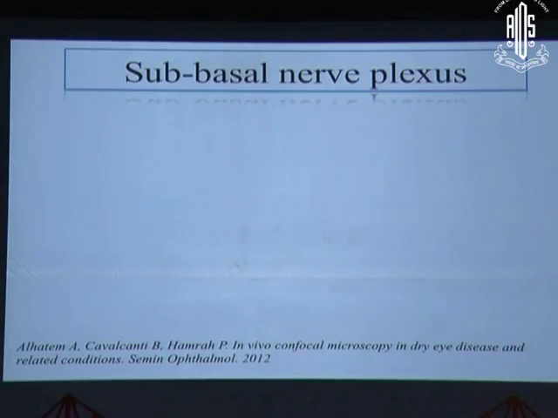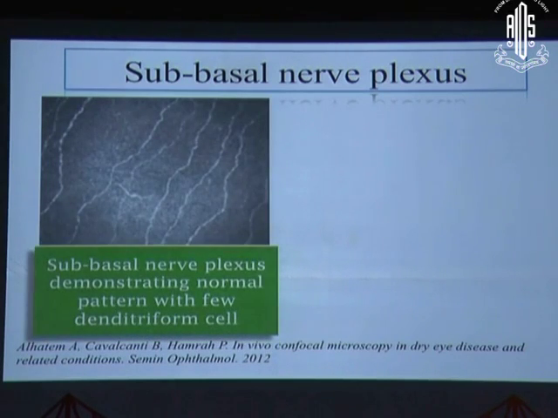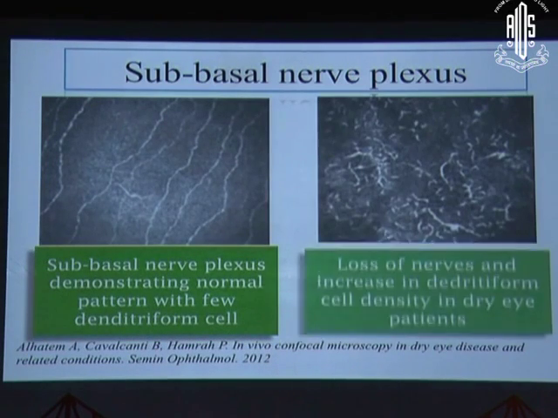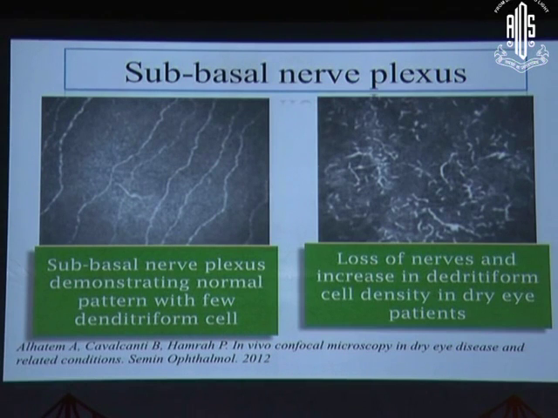This has also been supported by other literature reviews, that there are dendritic cells and there is loss of nerves in patients with severe dry eye. Now it is the symptomatic experience that the patient feels.